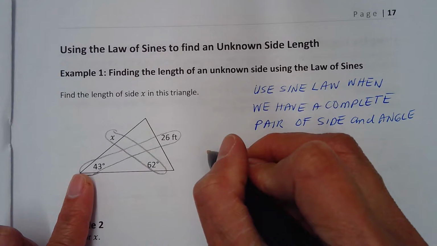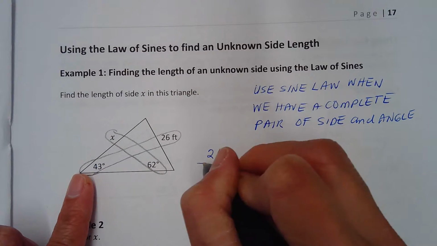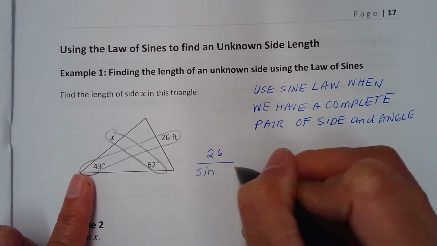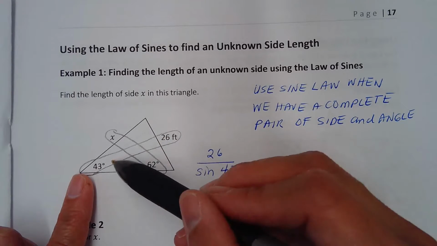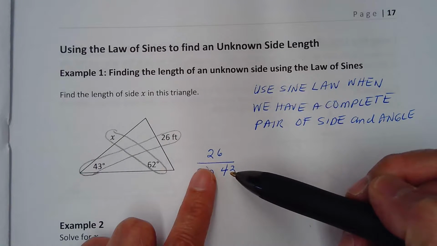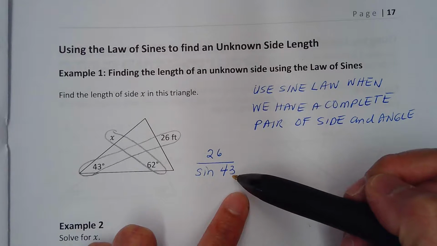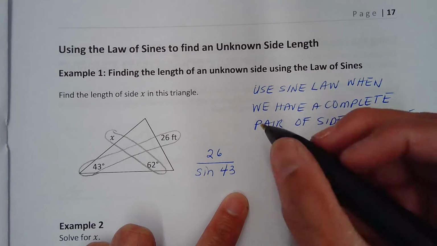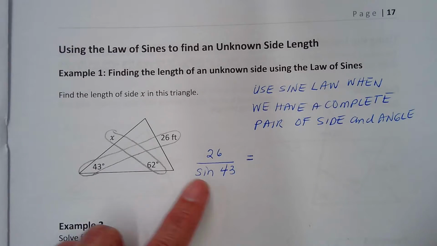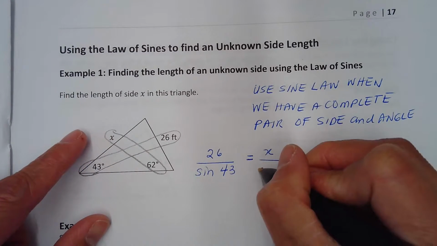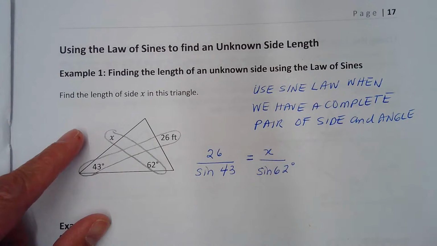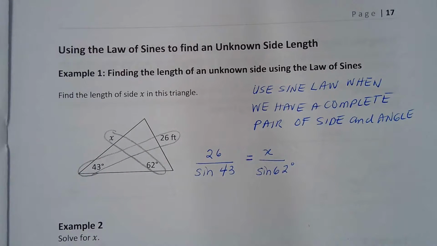So that becomes 26 divided by sine of 43. This is a complete pairing. I need to put in sine of 43, not just 43. What does that equal? x over the sine of 62. Those are the two complete pairs. From here, it's just a matter of solving for x.